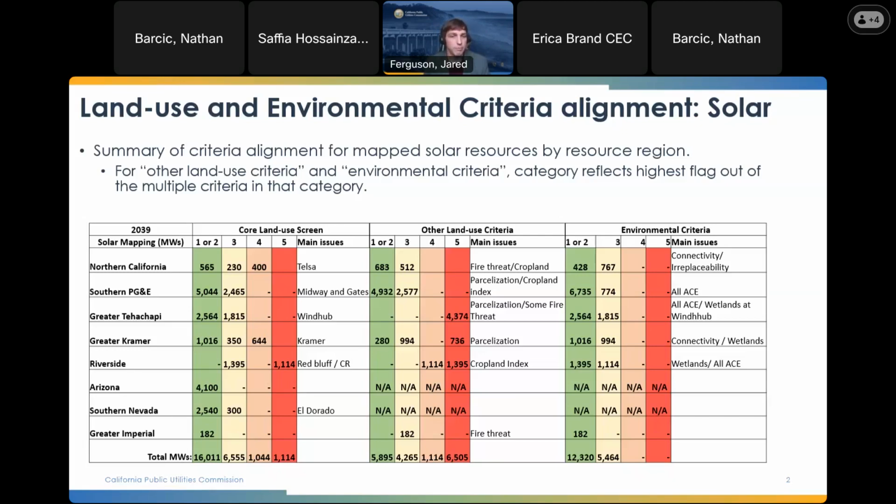And then finally, we don't have much solar in the ISO area of the Greater Imperial. It's only at one substation at East County, and the one area of greater than 1 or 2 alignment is for the fire threat at that location. Overall, we have generally good alignment with the criteria for solar resources. We have a few key substations that we are looking at for reassessment and potential remapping. And if you can go to the next slide, please.